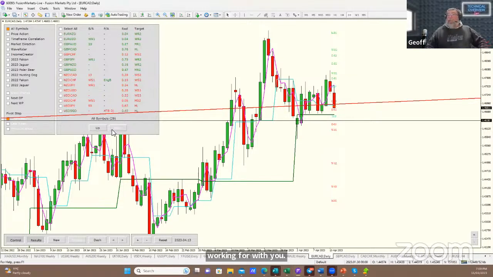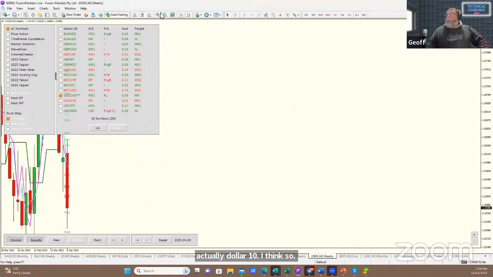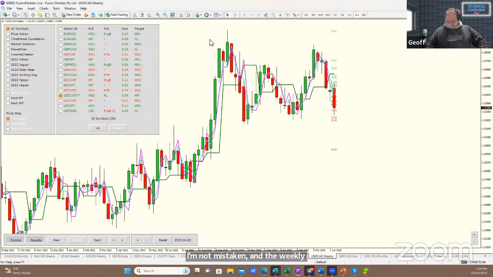Then I go down to my second and final one, which is actually dollar CAD, I think, if I'm not mistaken. And the weekly chart, once again, is telling me that we go short here. Now, for pretty much exactly the same reasons.